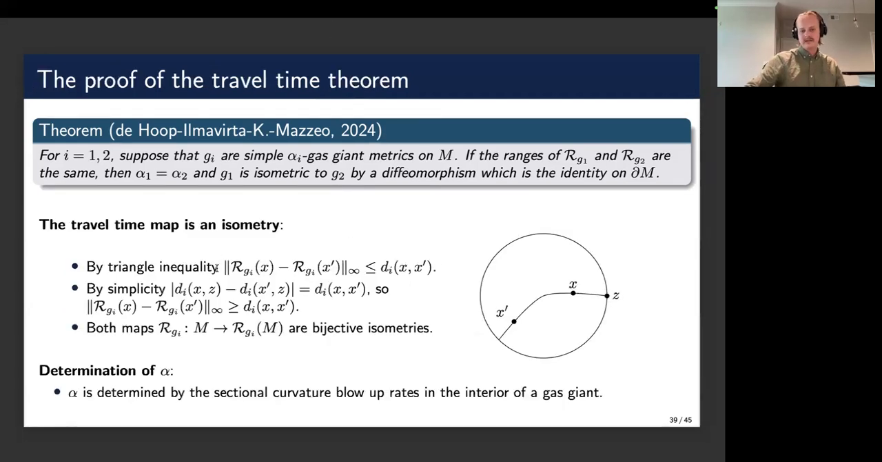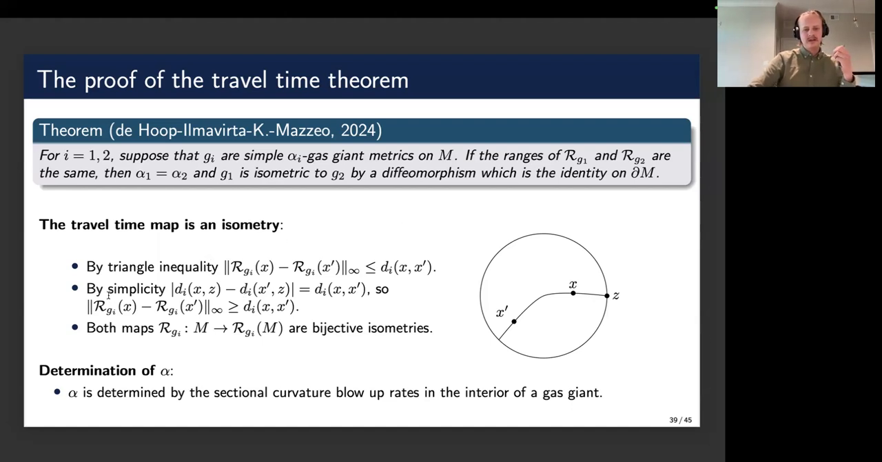And how do you do that? In the case of simple manifolds, this is quite simple. So first of all, you can show a Lipschitz estimate of this type for the RG mapping just by triangle inequality. So here we have the supremum norm of the difference of these travel time mappings, and if you write that out, you see directly by the inverse triangle inequality that it has to be less than this.